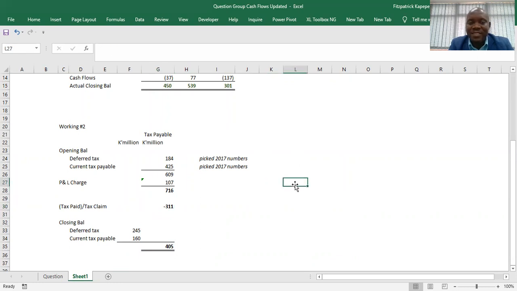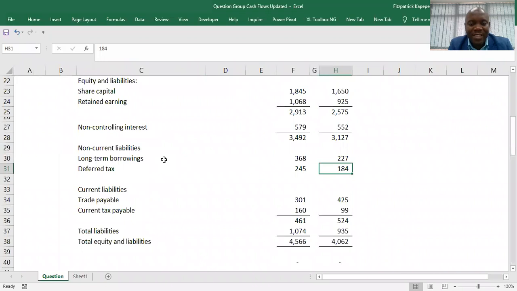Any questions before we go to another section? Yvonne, be sharp and contribute. Let me know. Is it okay? I guess it's fine. I hope the numbers look okay. Is the tax payable okay? The deferred tax, the opening tax. Okay, that is okay.